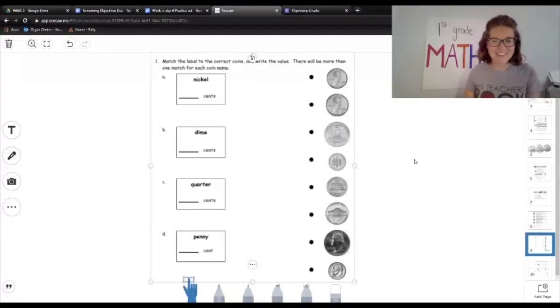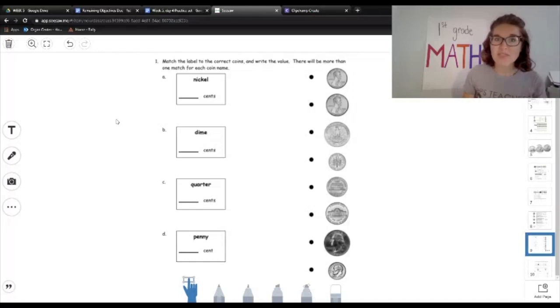Hey guys, great work. All right, so today is a lot of review of things that we have already talked about. So for our first activity, it says match the label to the correct coins and write the value. There will be more than one match for each coin name. So over here, you can see we have the heads of the coins, which are the fronts, and the tails, just like a tail on a dog is in its back. The back of the coin is the tail.